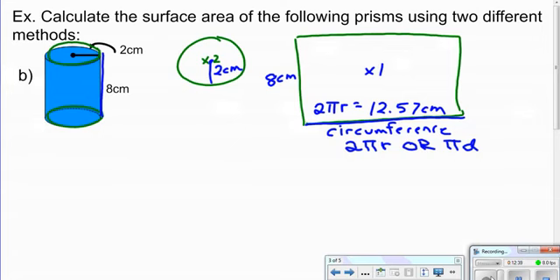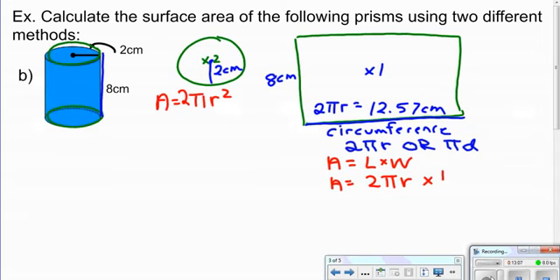So now we need to find the area. Area of a circle is pi r squared, or pi times radius, and we have 2 of these. So we're going to go 2 times pi times radius squared, and we're dealing with a rectangle, so area is equal to length times width. Or area equals length, which is 2 times pi times radius, times the width or the height of the prism. Height or width, whatever you want to call it.